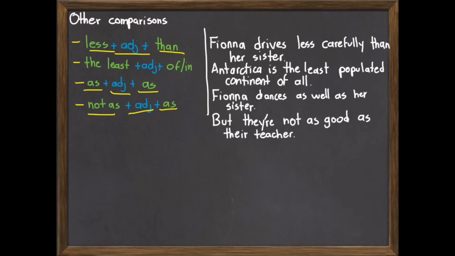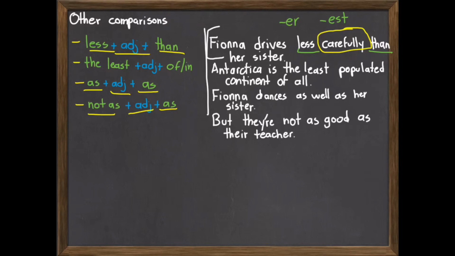Here are some examples. Fiona drives less carefully than his sister. Less and than. Here we're using carefully as the adjective that we are, or adverb in this case, that we're comparing. Now, notice that we do not use er or est in these comparisons. This is a comparative sentence. Fiona drives less carefully than her sister.